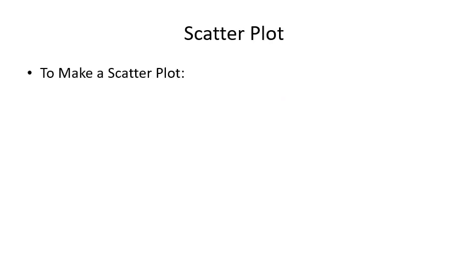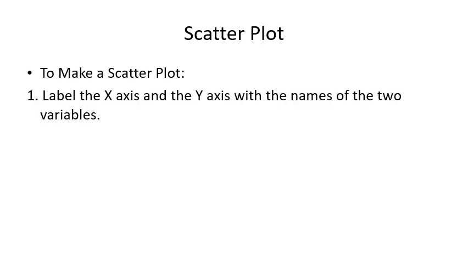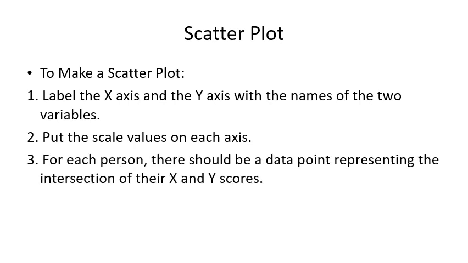So when we're making our scatter plot, it's a lot like our previous charts. We label the x and y axes. We put the scale values on each axis. For each person, there's one data point. Very simple stuff. Not much I need to talk about here. Like I said, this is going to be a quick lecture because a lot of this is just stuff that should be pretty self-explanatory.